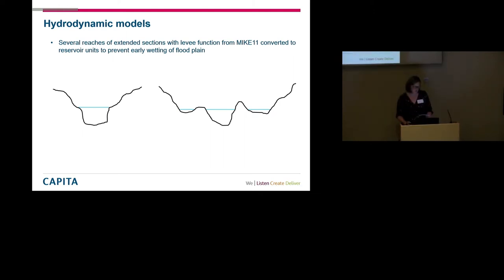This meant that the right amount of flow was being conveyed through the reach, but the levels were being underestimated at the gauges. So in many places, the extended sections were replaced using reservoir or floodplain units and spills to make sure that the flow was retained within the channel before spilling over bank.